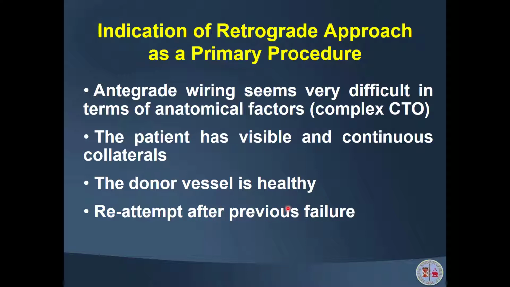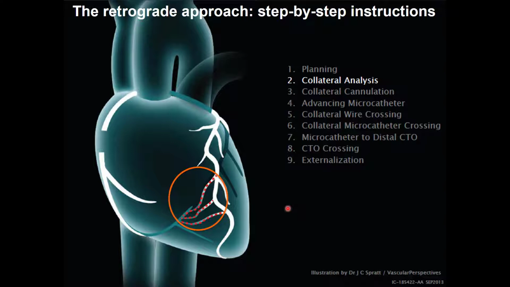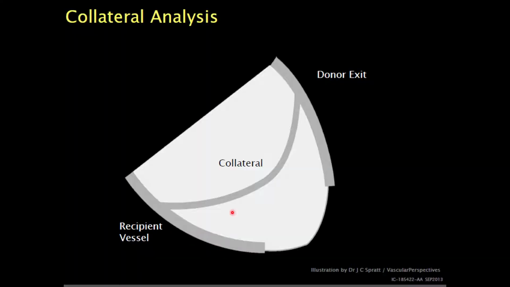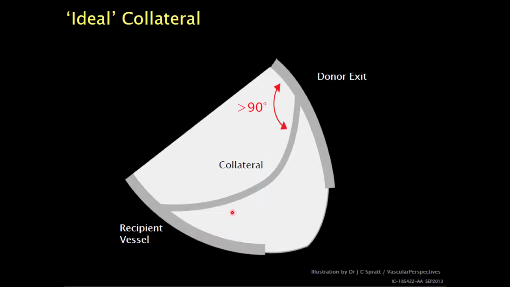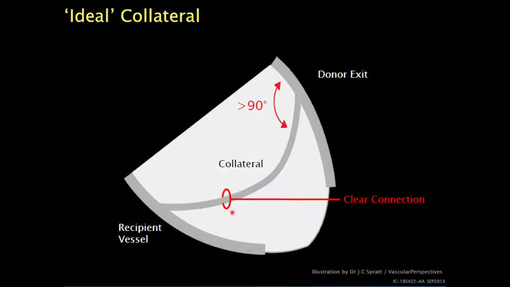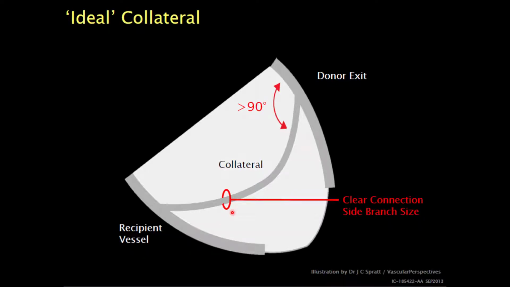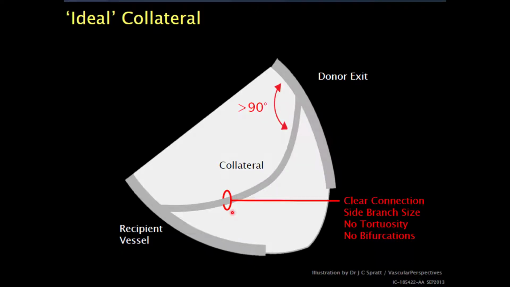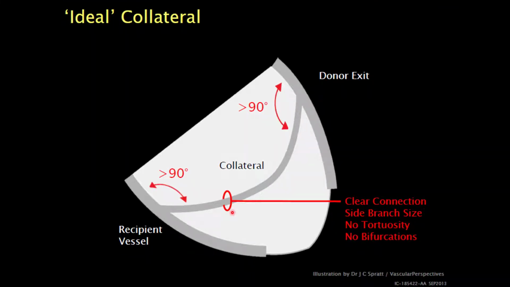As you can see, this is depicted in this cartoon, but when we look at the collaterals, the ideal collateral will have a more than 90-degree donor exit. Of course there will be a clear connection, the side branch size will be really big, there will be no tortuosity in the collaterals, and no bifurcation, and the recipient vessel will also have more than 90-degree insertion of the collateral. But this is of course the ideal collateral. The real life collaterals are totally different.